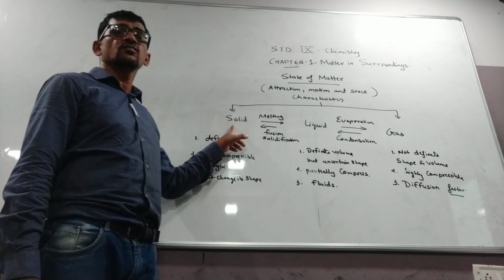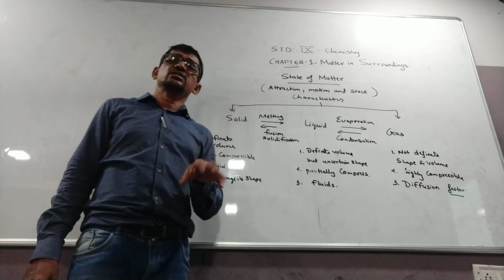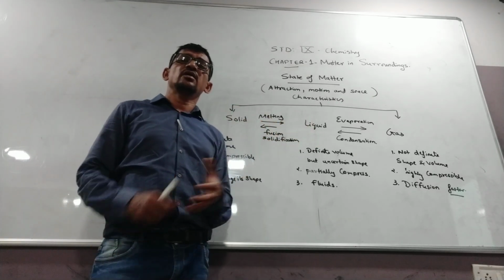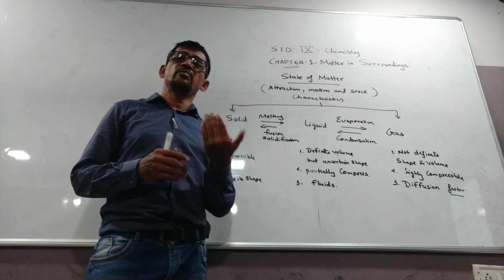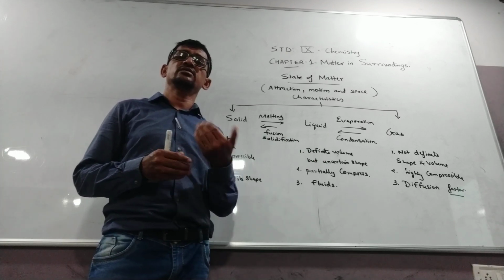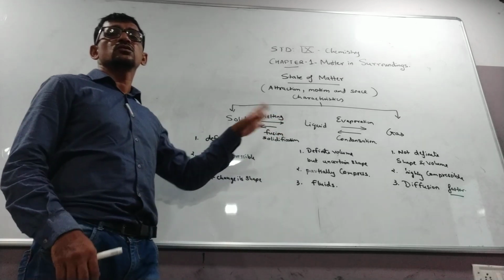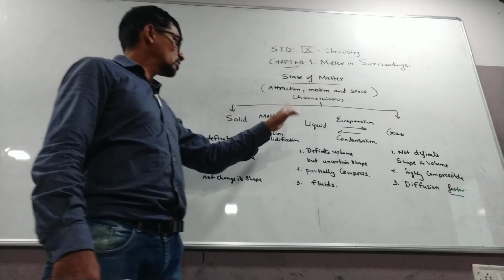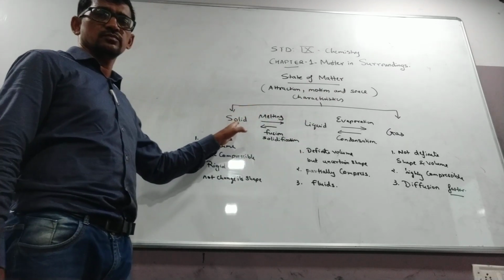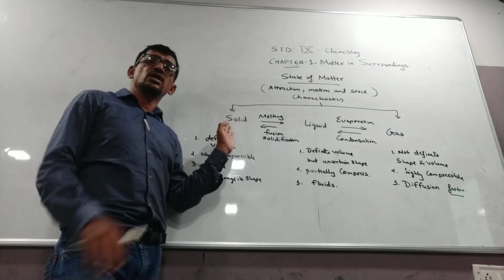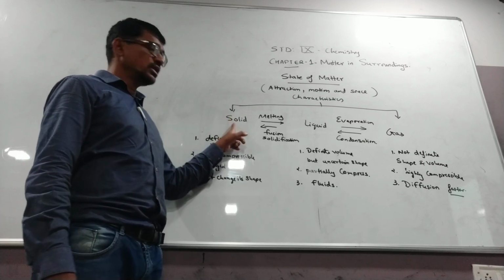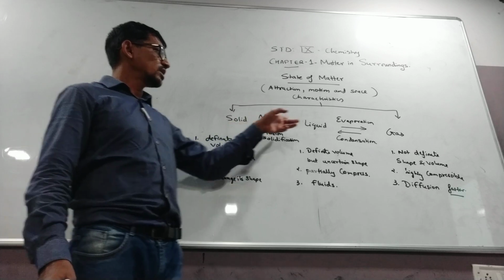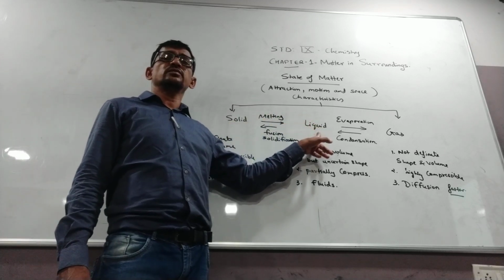Now we distinguish between these three physical states. If we apply pressure and temperature, then all these states are interconvertible. Okay, we can increase pressure or increase temperature, then we can convert solid to liquid, liquid to gas, or gas to liquid and liquid to solid. So first suppose we apply temperature. Solid, if you increase temperature, then it will convert into liquid.